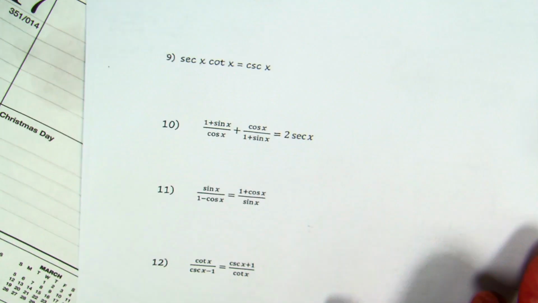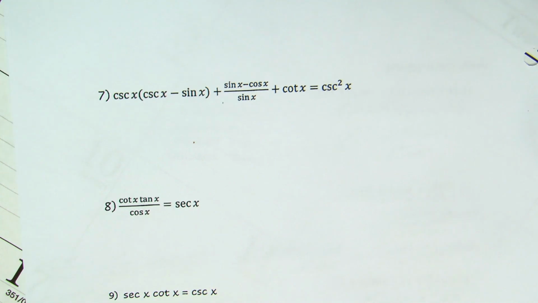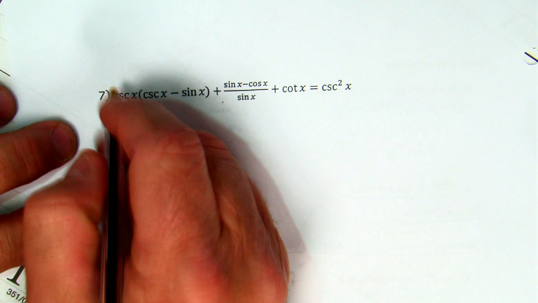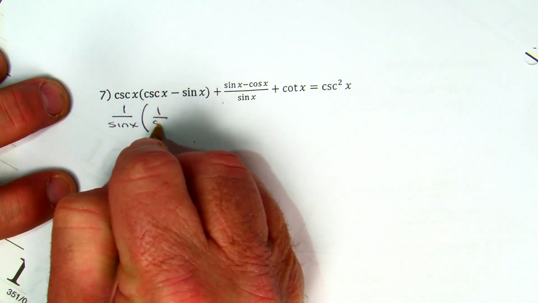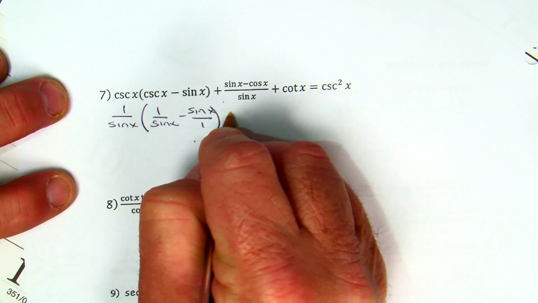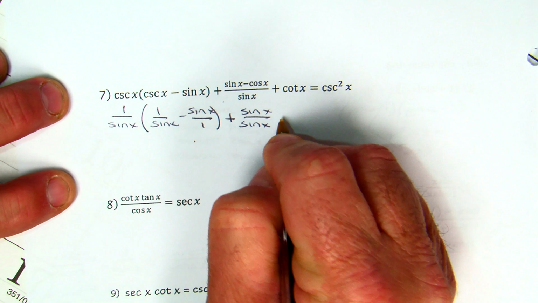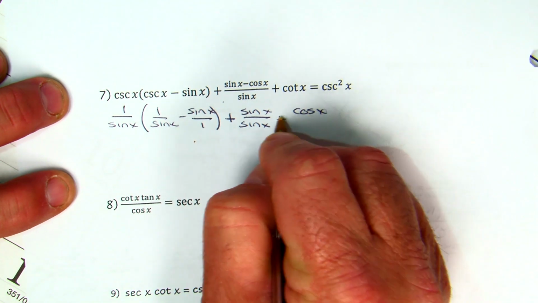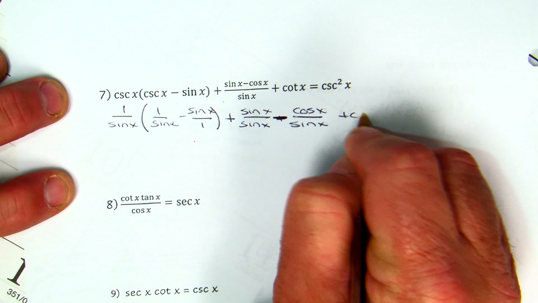Alright! Cosecant x times cosecant x minus sine x. Wow, this one's fun. Plus sine x minus cosine x over sine x plus cotangent x. Alright, so here's what I'm going to do. I'm going to go 1 over sine x minus sine x over 1 plus sine x over sine x minus cosine x over sine x plus cotangent x.